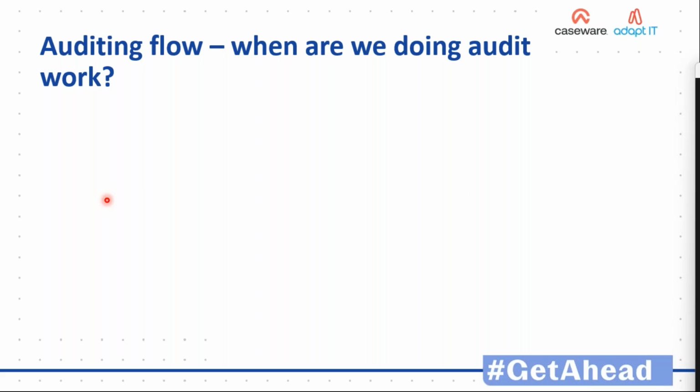So just to give you a bit of perspective, previously, before the introduction of ISA 315, the methodology said that the main audit work should be done for every item that is material. All assertions had to be tested.